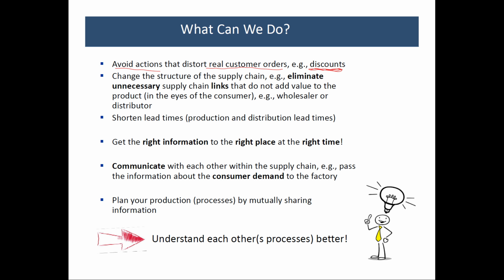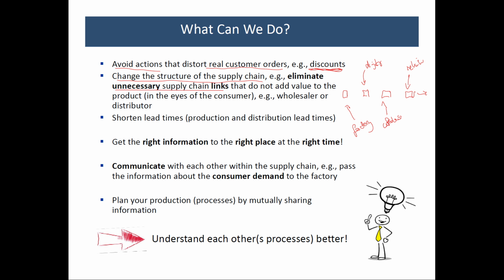Another thing that we can do is change the structure of the supply chain. One good thing that we could do is eliminate unnecessary links. For instance, if you remember our supply chain, we had 4 players. This one is the factory. Sorry for my writing. This one was, I think, the distributor. This was the wholesaler. And this one is the retailer.